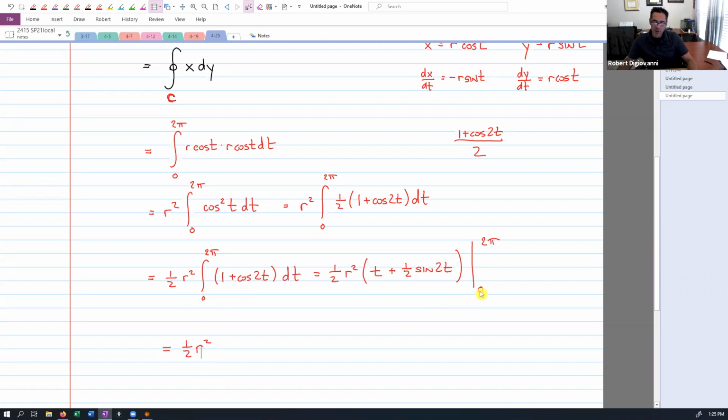Okay, let's just get this out of the way. When we plug in 0, everything's gone, right? When we plug in 2 pi, this becomes 2 pi here, plus, now sine of 2 times 2 pi is sine of 4 pi, but sine of 4 pi is 0. And so you get 1/2 r squared times 2 pi. The 2's cancel, and you're left with pi r squared. There we go. We have just verified that the area of a circle is pi r squared.